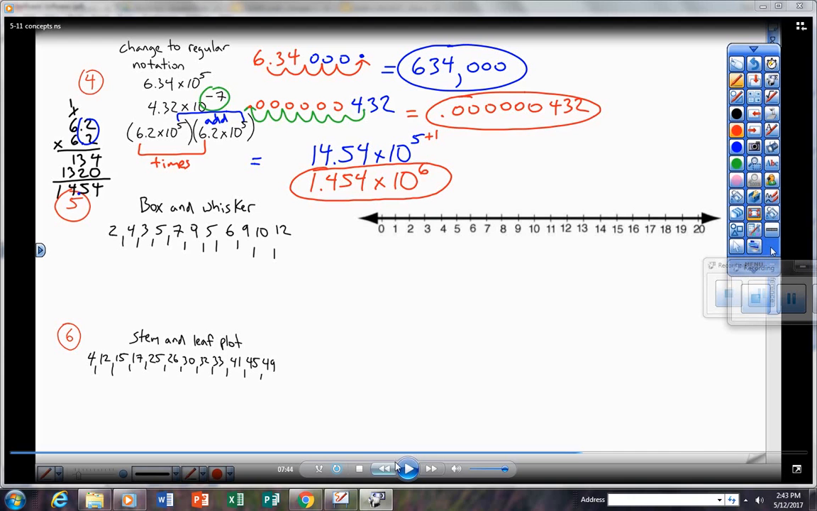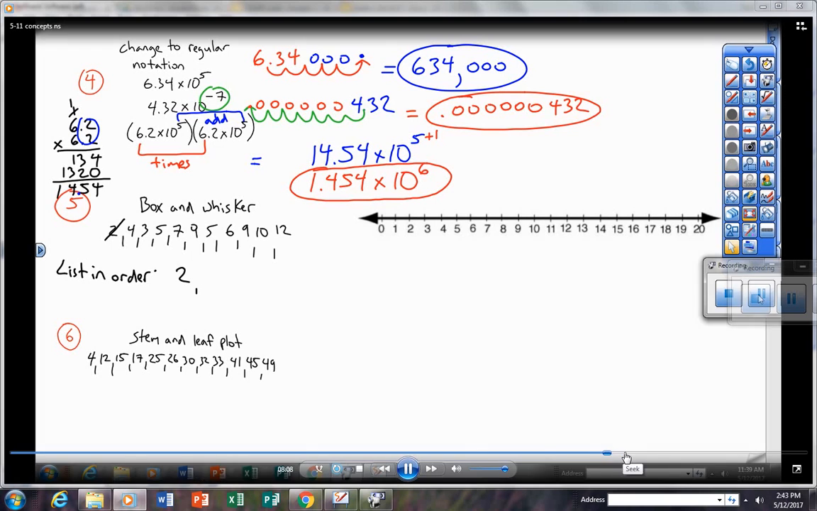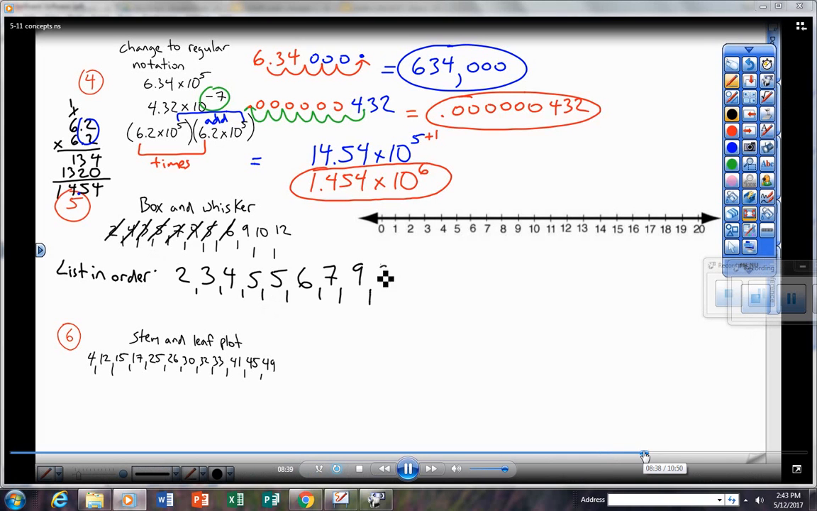All right, Box and Whisker. The key is to find 3 separate medians. So I'm going to list it in order from smallest to greatest. So 2, 3, 4, 5, 6, 7, 9, 9, and 10. It's all about medians, the middle number. Remember, average, mean, is adding these all up and dividing by how many numbers in the set. So I'd add it up, divide by 11. That will give me the mean.